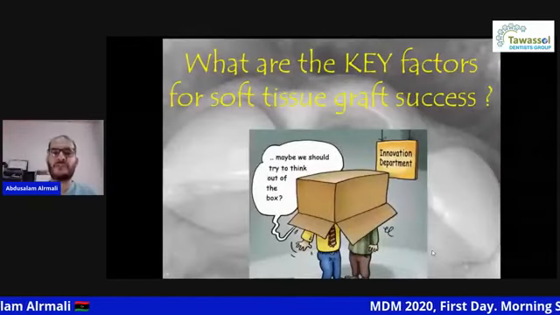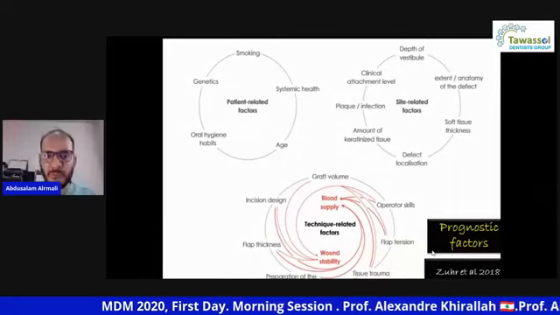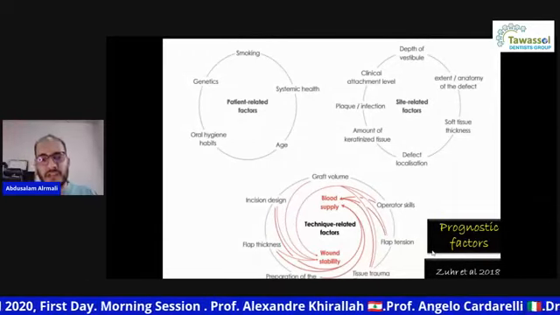So what are the key factors for soft tissue graft success to build soft tissue? Actually, there are some factors related to the patient and other factors related to the site and to the technique.